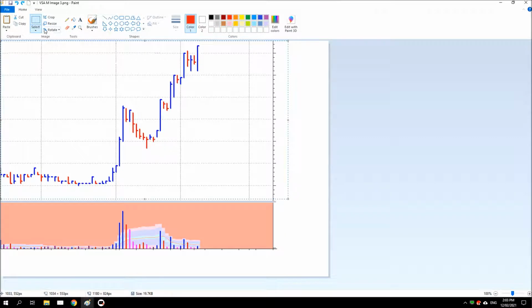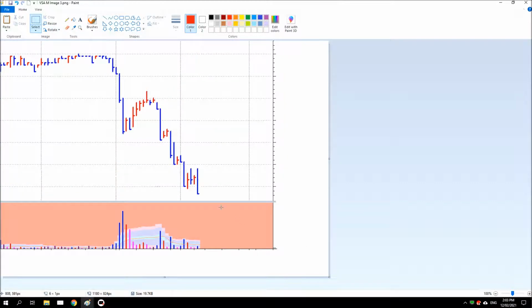Now we'll flip the chart upside down. And now you've got exactly the same thing in reverse. You've got a breakdown below a trading range. You've got price attempting to recover and failing to. And you've got an upthrust on moderate volume.